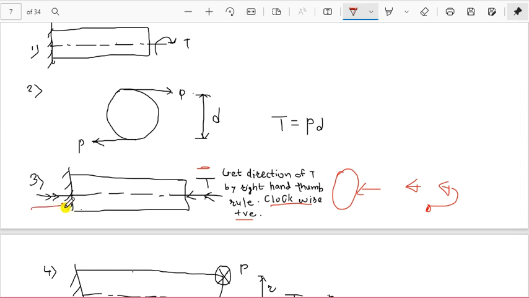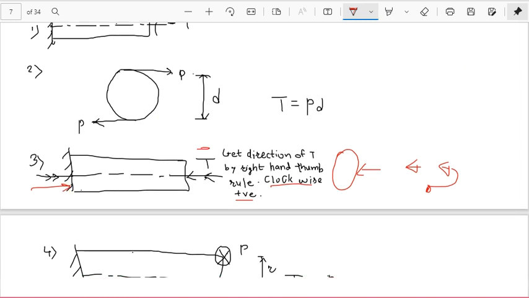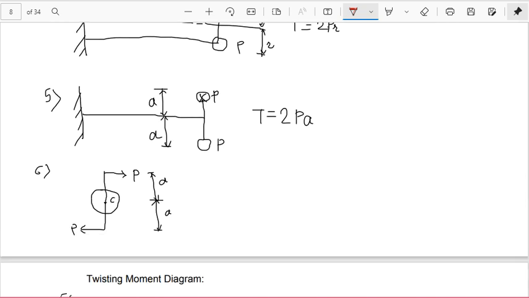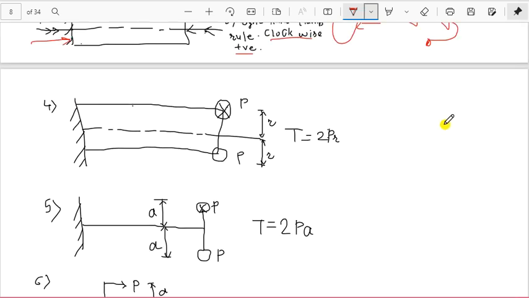here also you will get a torque in clockwise direction, and this torque in clockwise direction is considered as positive. That means T is positive. Now another way of representing torque is this, like this.